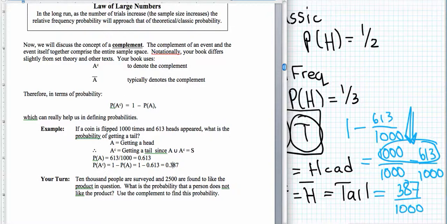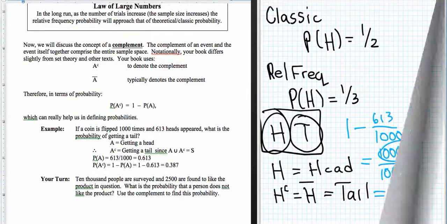So just go ahead and pause the video, and see if you can write out this problem. 10,000 people are surveyed and 2,500 people are found to like a product in question. What's the probability that a person does not like the product? Use the complement to find this probability. So what you should do is try to write it out notationally and everything. I am very big in my classes on notation because the notation helps us to understand as a group what it is that we're talking about. So go ahead and pause your video and try to figure that out.